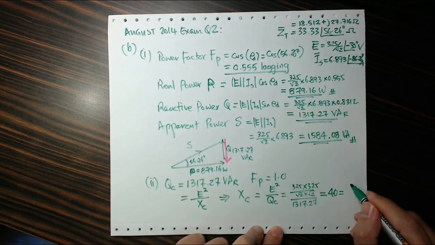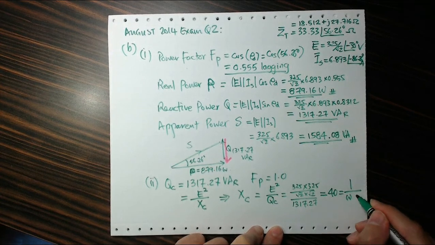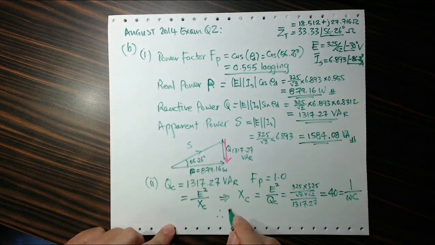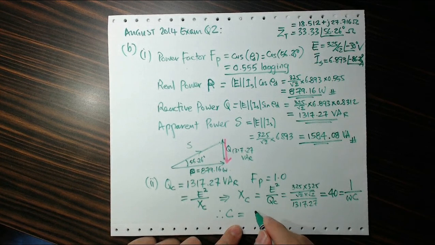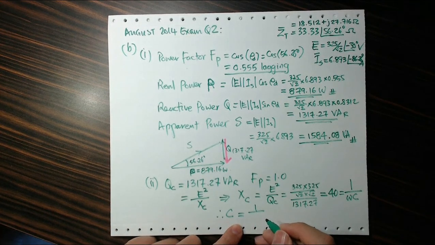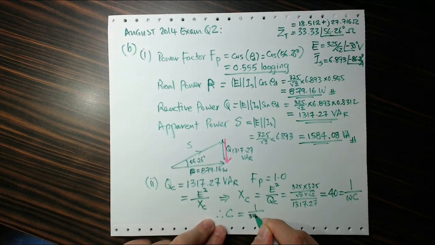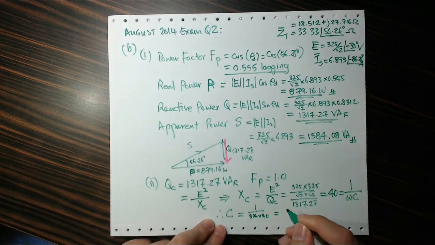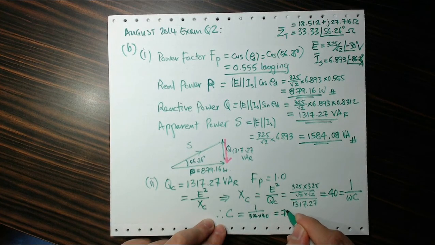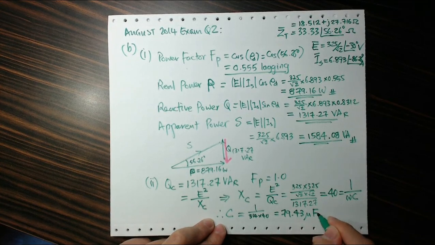But we know X_C is also equal to 1 upon omega C. So from here, C equals 1 upon omega times X_C. Omega we know from the question to be 314, right? So 314 times 40. So the capacitance required is 79.43 microfarad.